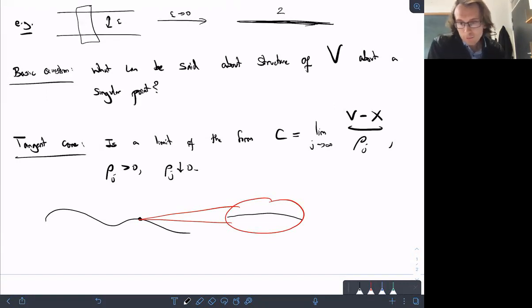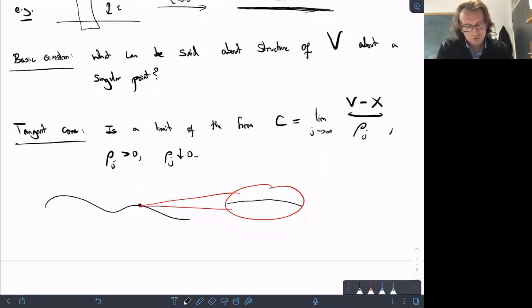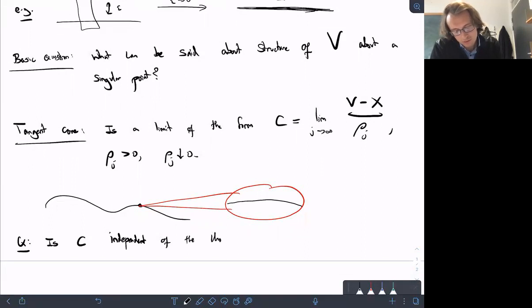The issue is that when we apply this compactness theorem, we have to pass to a subsequence in order to get the limit. So there's another big open question, which is the uniqueness of tangent cones question: is C, this tangent cone, independent of the choice of rho j, the choice of sequence that goes to 0? For every sequence going to 0, we know we can find a convergent subsequence, but we do not know if C is independent of the subsequence itself.